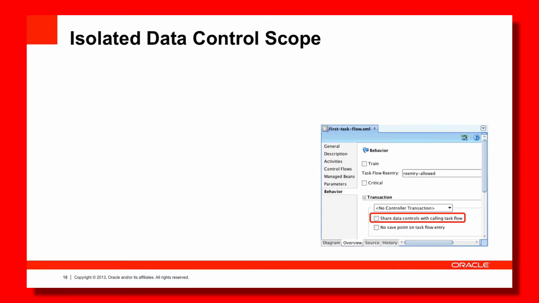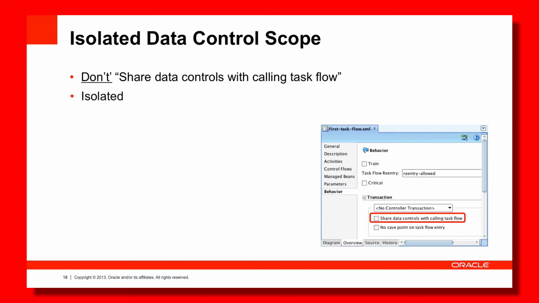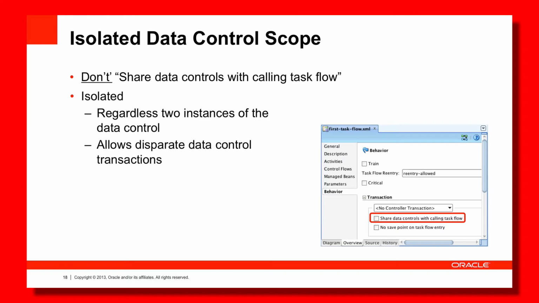Now conversely, the isolated option for the data control scope option means obviously don't share data controls with the calling task flow. So to be a little bit more specific, what the isolated option means is when you have one task flow calling another task flow, even though at design time they might be using the same data controls that you've defined, essentially what will happen is that when the first task flow makes use of the data control, it will create its own instance of the data control as expected.